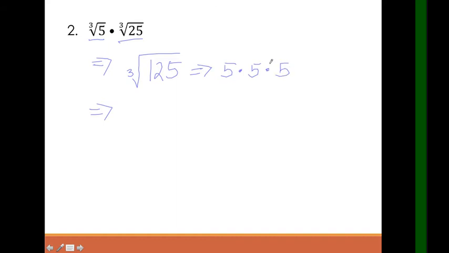To check, you can use your calculator. 25 times 5 is 125. Therefore, cube root of 125 is equal to 5. So that is our final answer for number 2. Next, number 3. For number 3, we have square root of y times square root of y raised to 5. So, paano naman ito? Okay.